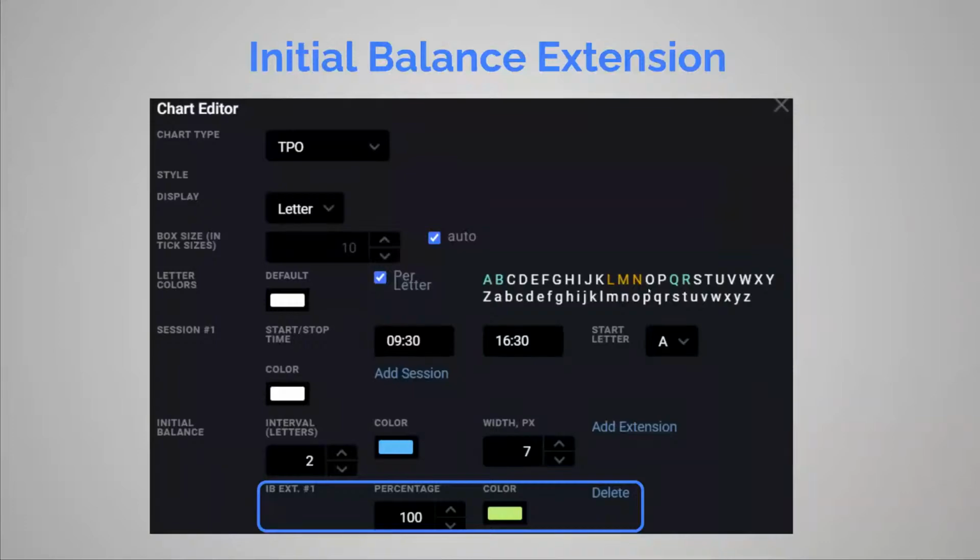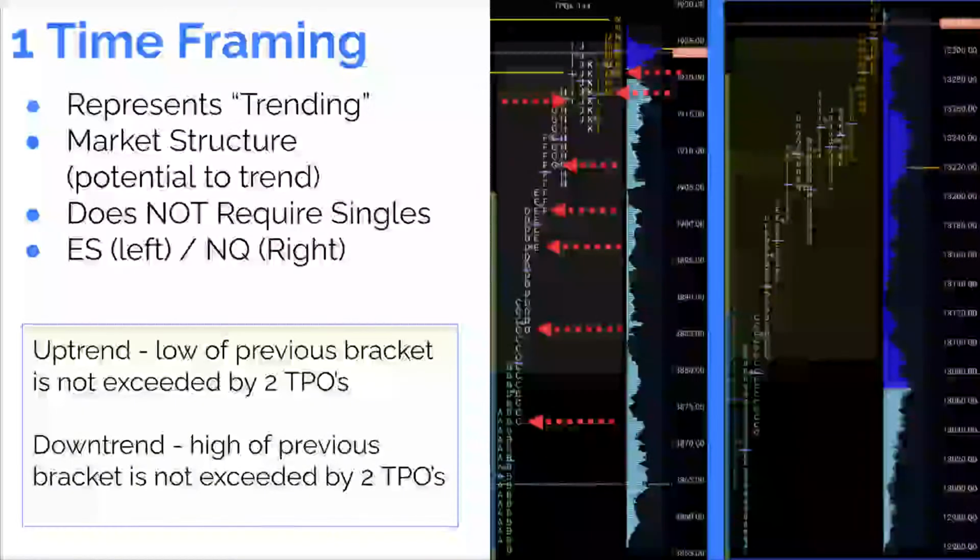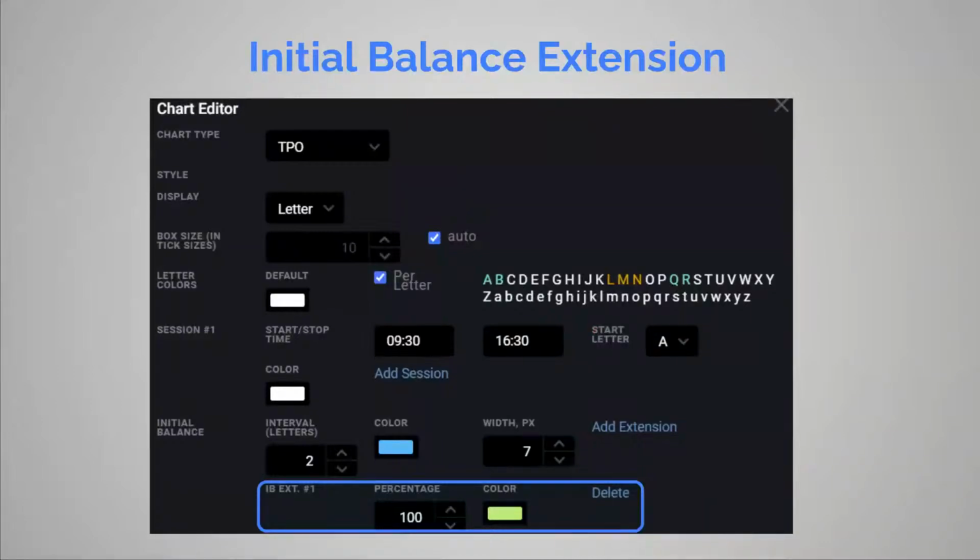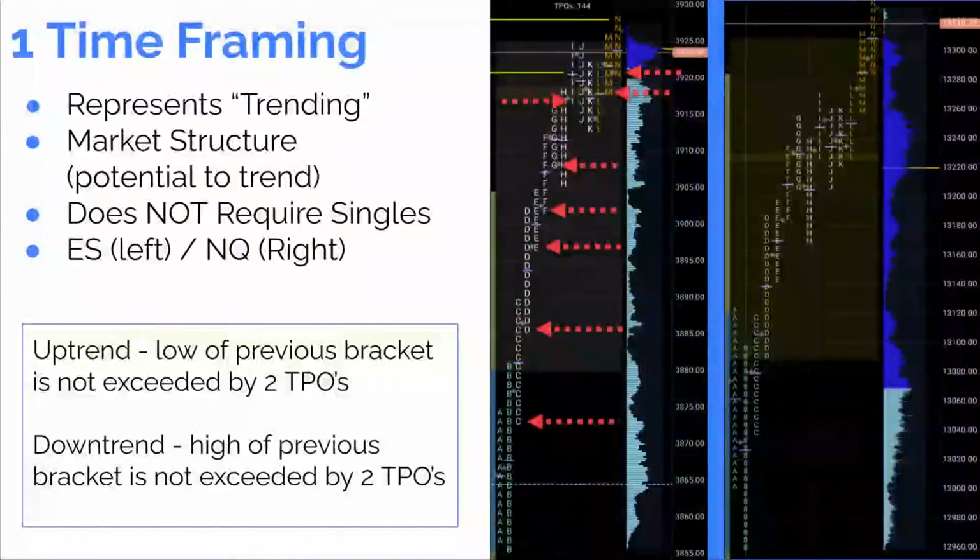I'm just showing this because I don't want to go back and forth into the software right now. If you go into the chart editor on the TPO chart, you just click add extension, and you will add it, as you see right down here, 100%. You can color it whatever you want, but that's how it'll automatically draw that targeting. I put these in the presentation so you can go back through it quickly and see my settings without having to do a lot of work.